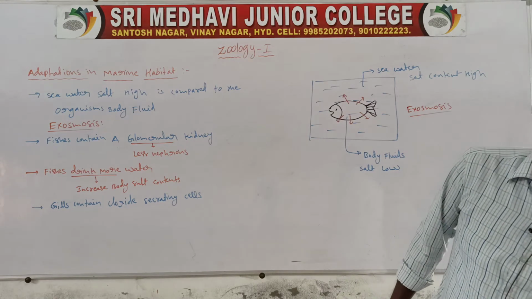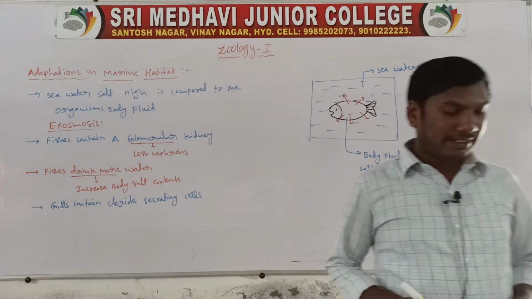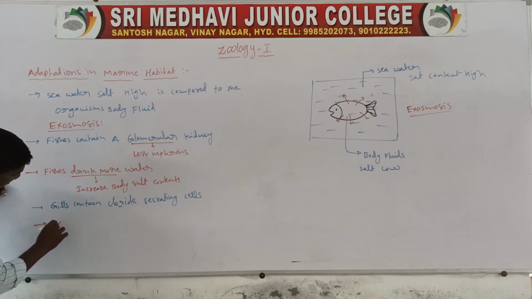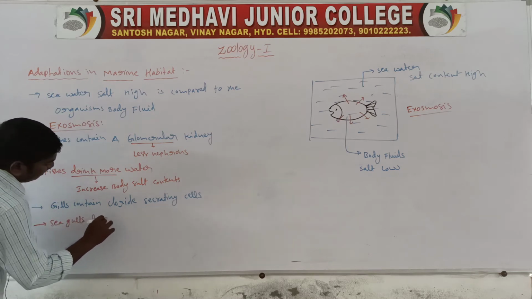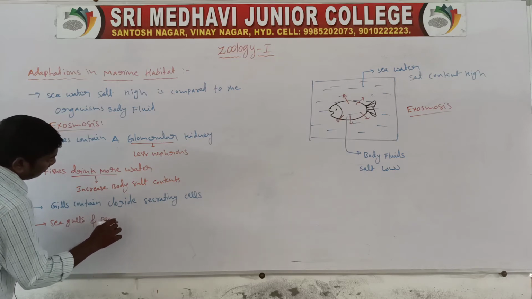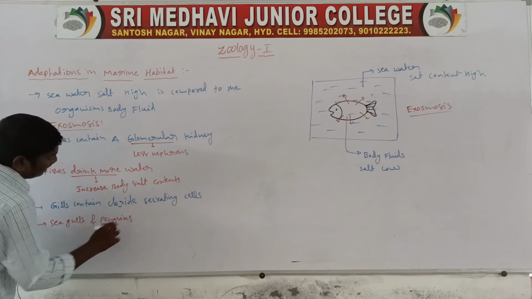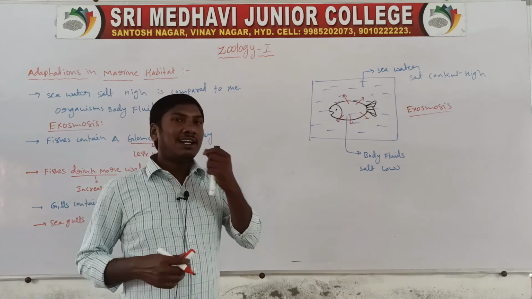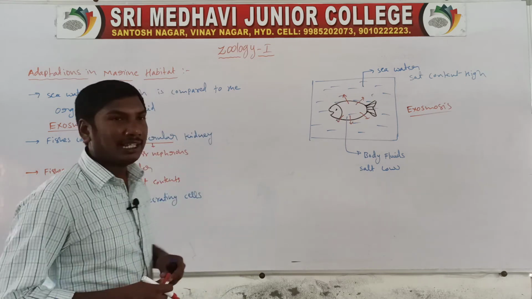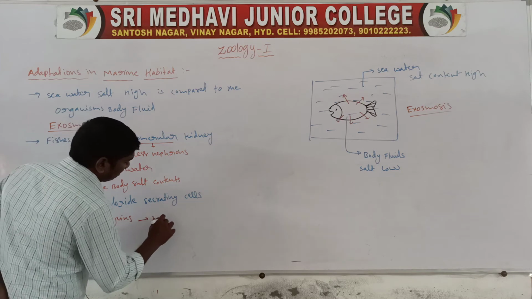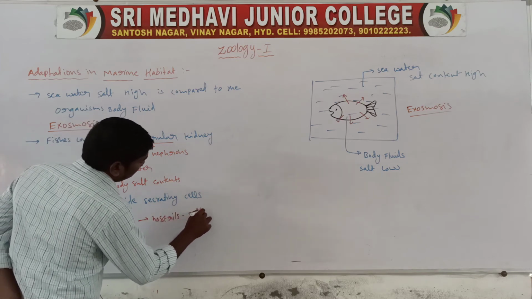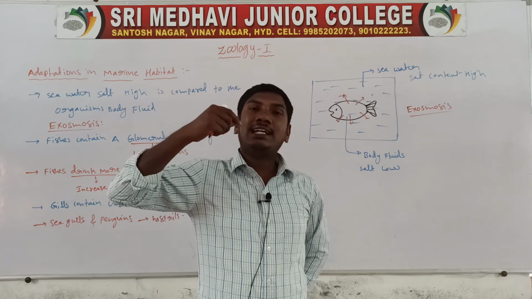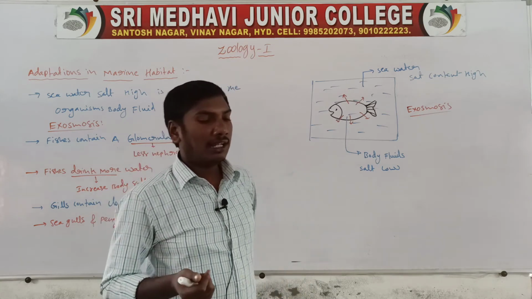Next, seagulls and penguins. They have nostrils through which they secrete salts. Through the nostrils they eliminate the fluid-like salts. This is one of the adaptations.